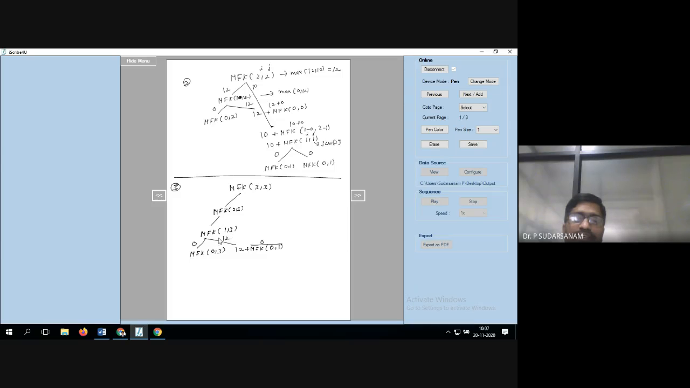MFK of 1 comma 3: on the left hand side you know I minus 1 is 0, J value as it is. On the right hand side V1 is equal to 12, and MFK of I minus 1, 1 minus 1 is 0, J minus W of 1, so 3 minus 2 is 1. So MFK of 0 comma 1 in the table you got the value 0, that is 12 plus 0, that is 12. Now MFK of 1 comma 3 is 12.